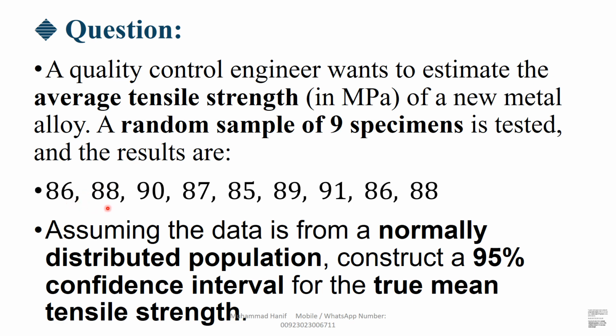86, 88, 90, 87, 85, 89, 91, 86, 88. Assuming the data is from a normally distributed population, construct a 95% confidence interval for the mean tensile strength.